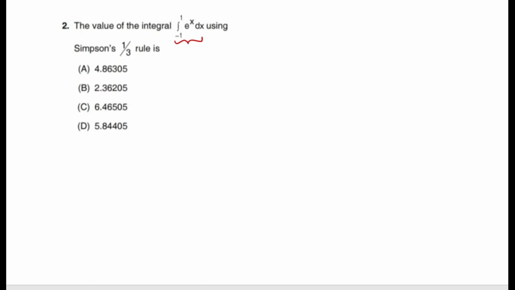What is the next question we have? The value of the integral from -1 to +1 of e to the power of x dx using Simpson's 1/3 rule. How to solve this? Yes, we can solve. They have given f(x), or we can call it y. y is equal to e to the power of x, a function of x, and the integration runs from -1 to +1.